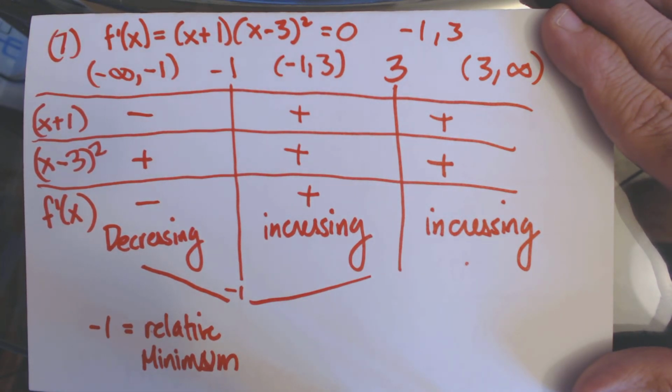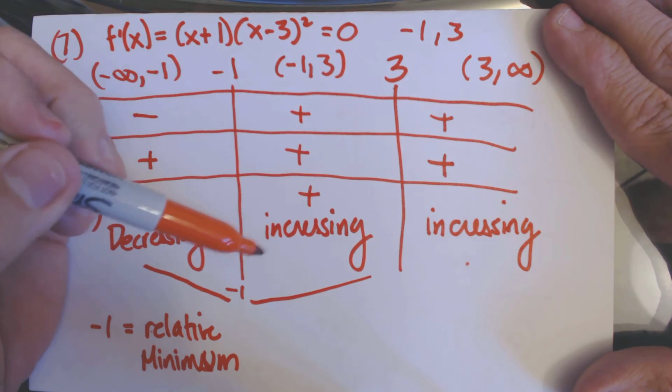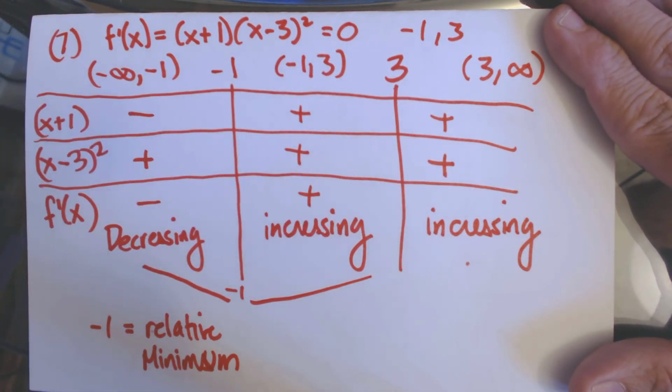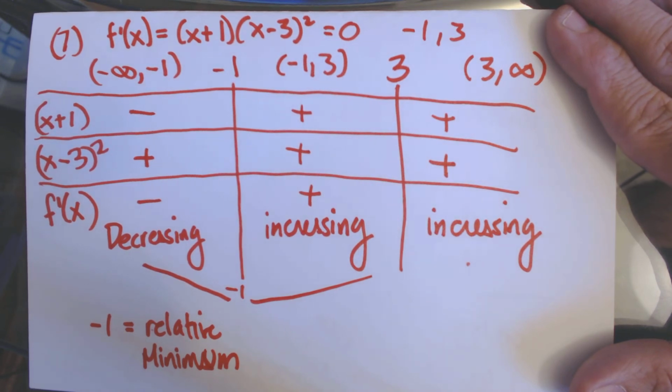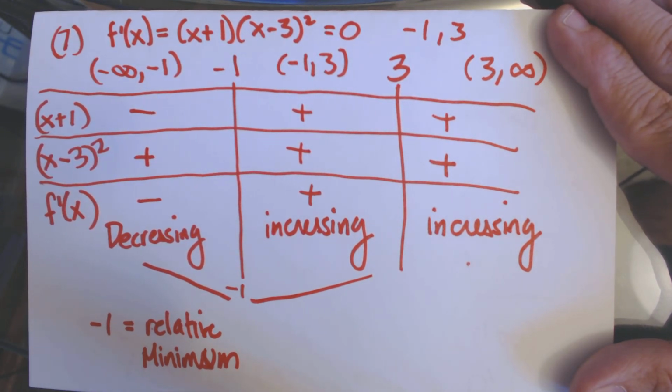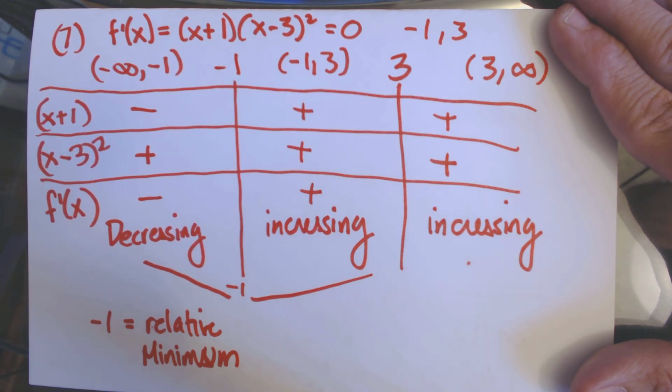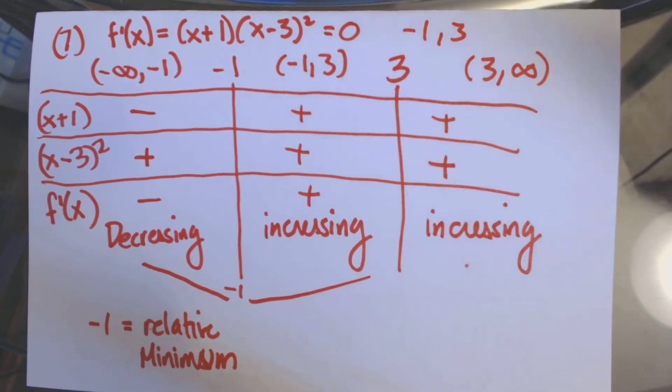And for 3, we see that before 3 the function is increasing, and after 3 the function is increasing as well. So here we have a situation where we have a critical value that is not a relative extrema, because the curve does not change its behavior in terms of its derivative before and after. It continues increasing before and afterwards. So 3 is not a relative extrema. And that's it. We are done.